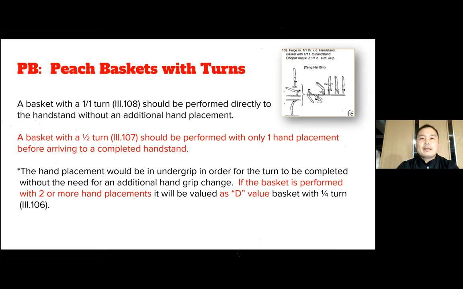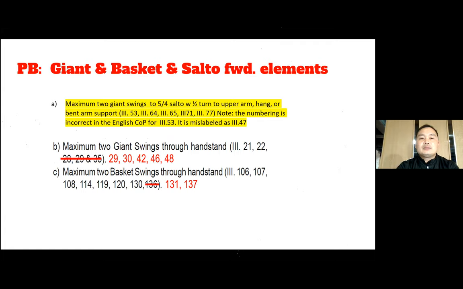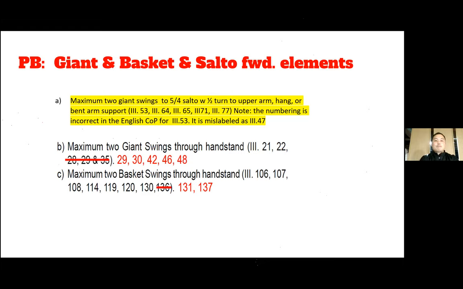Giant basket salto forward element. Maximum two giant swings to 5-4 salto with the half turn to upper arm, hang all, bent arm supports. 53, 64, 65, 71, 77. So please take a note. And then maximum two giant swing through the handstand, 21, 22, 29, 30, 42, 46, 48. Maximum two basket swing through handstand. So please take a note of these table numbers.